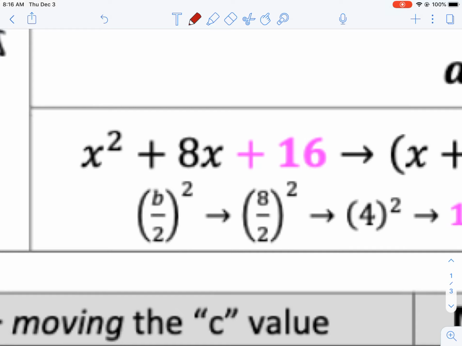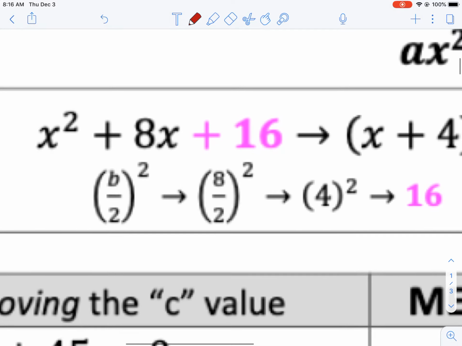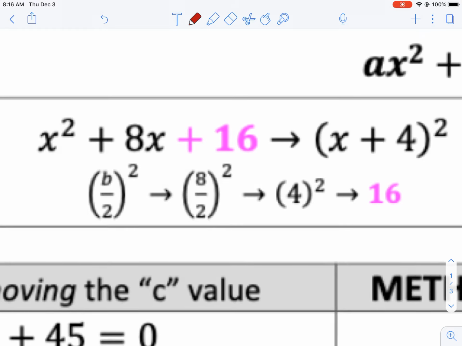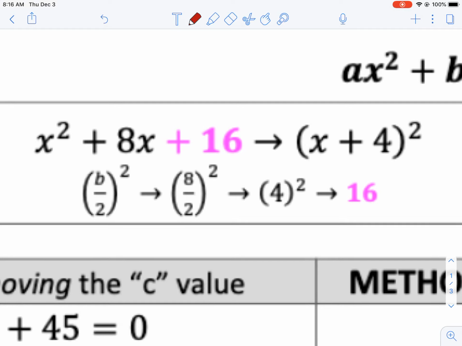So we can look at these cases. What is that value going to be for 8? Well, we've got 8 divided by 2, which is 4. 4 squared is 16. So the magic C value here is 16, and then that can be written as x plus 4 squared.